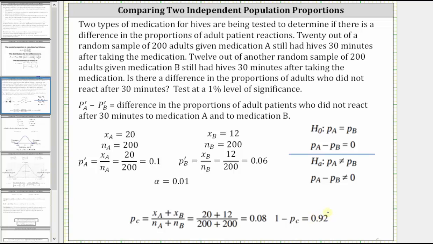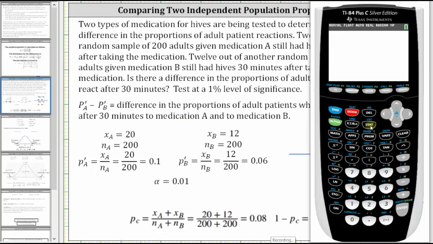Next, we'll find the z-score and p-value using the TI-84, so we won't need all the information shown here. We will, though, when finding the z-score by hand. So going to the TI-84, we press Stat, right arrow to Tests, select option 6, 2-prop z-test. I've already entered the information here. X sub 1 is 20, down. N sub 1 is 200, down. X sub 2 is 12, down.